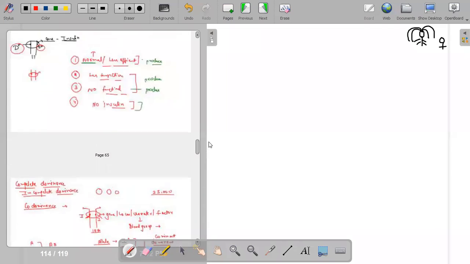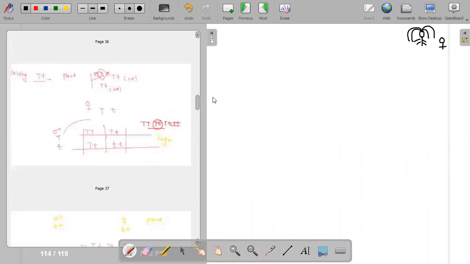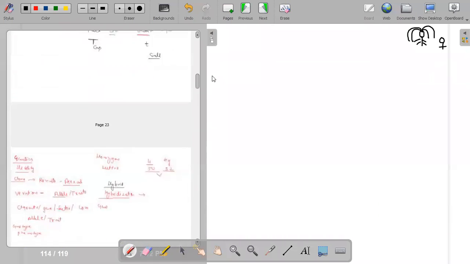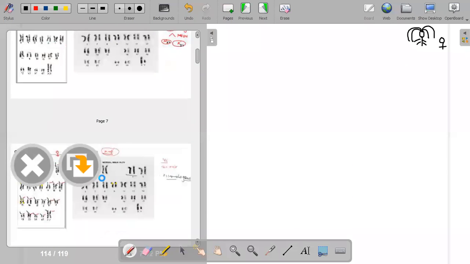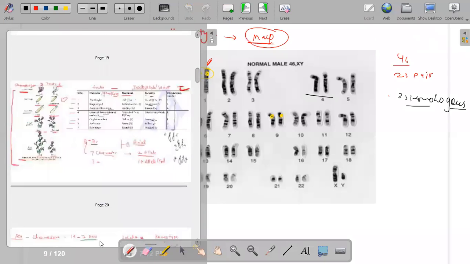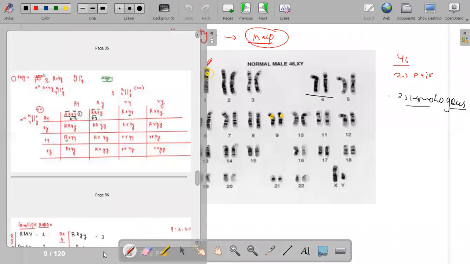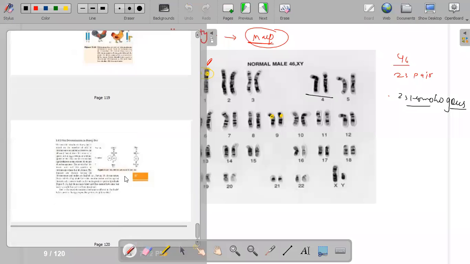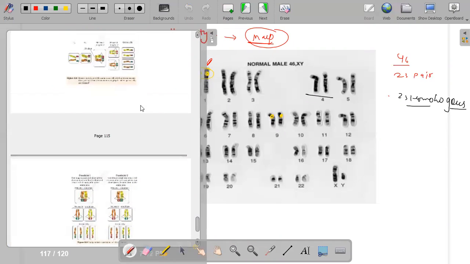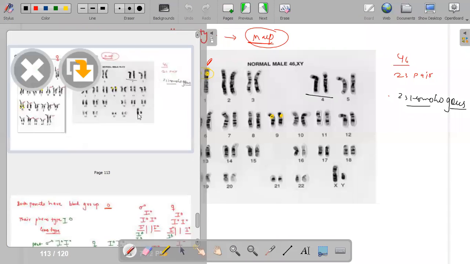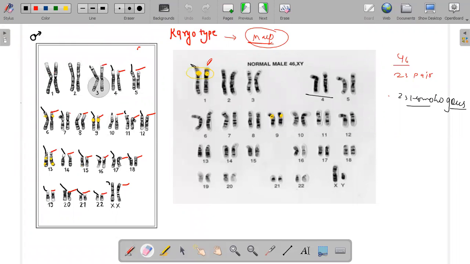I just need to find the karyotype diagram. I have shown you this so many times, but I need it again. Where is it? Yeah, this one. Okay, so chromosomes always occur in pairs.